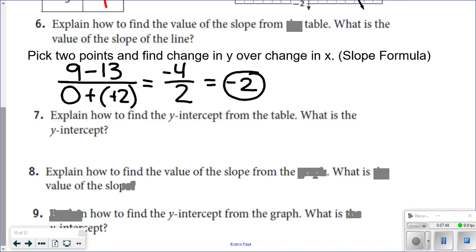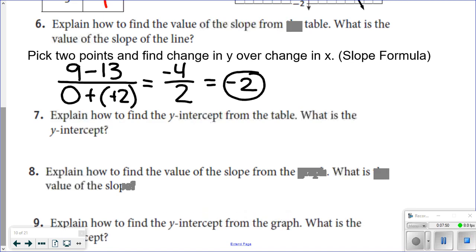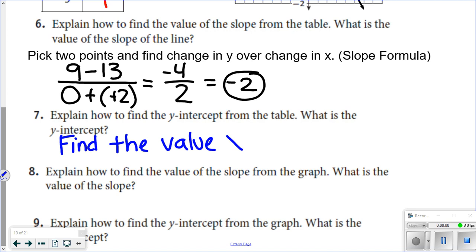Question 7, explain how to find the y-intercept from the table. We need to find the value where x equals 0 in order to find our y-intercept, because our y-intercept occurs when x equals 0.